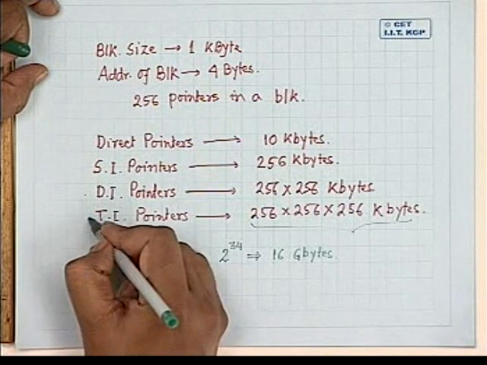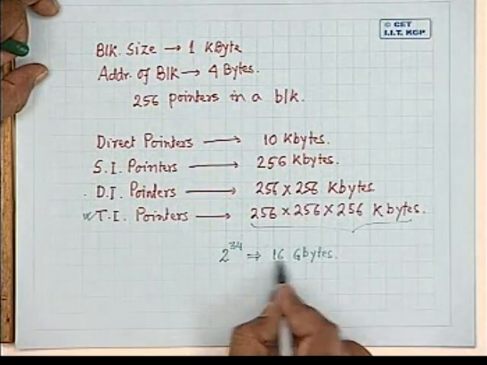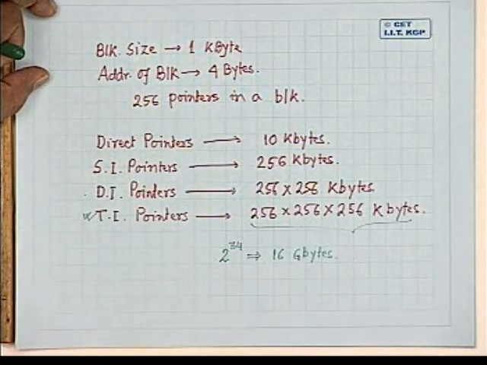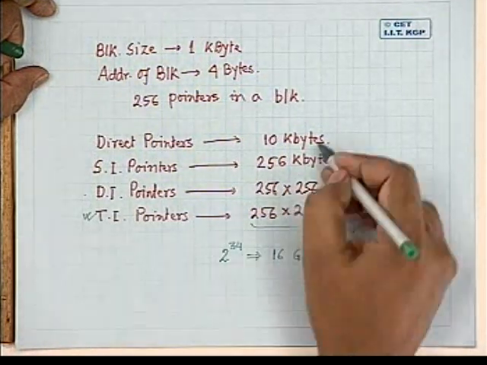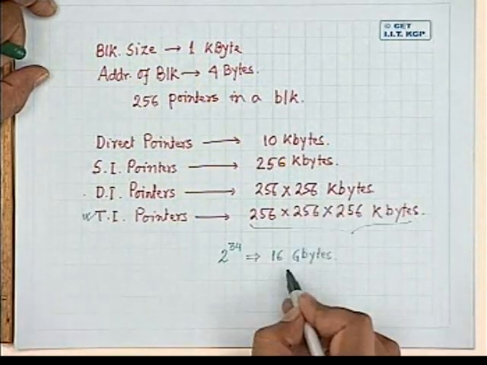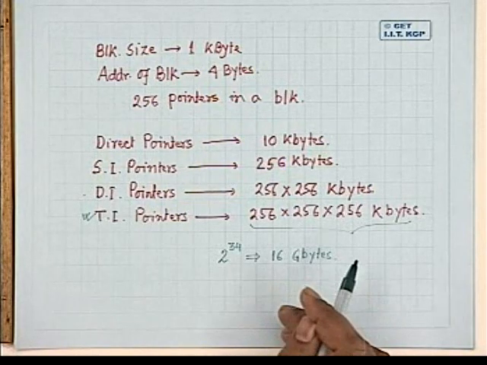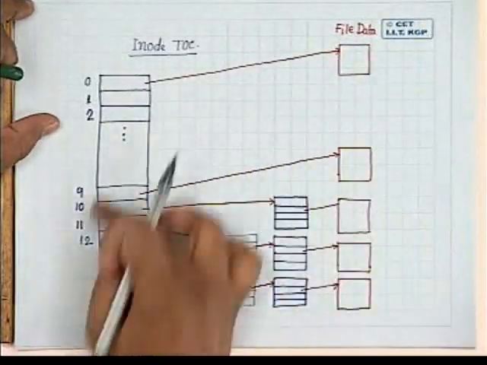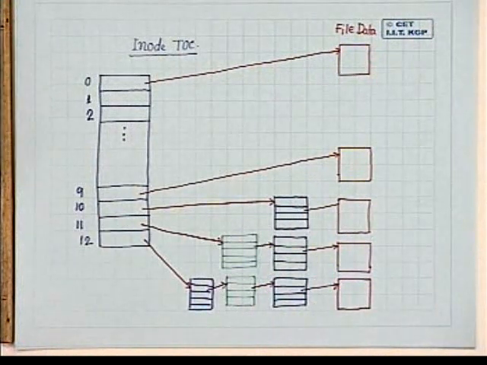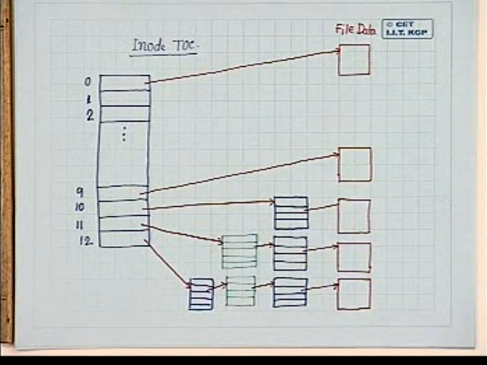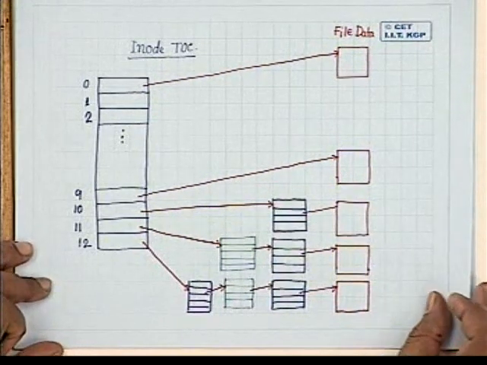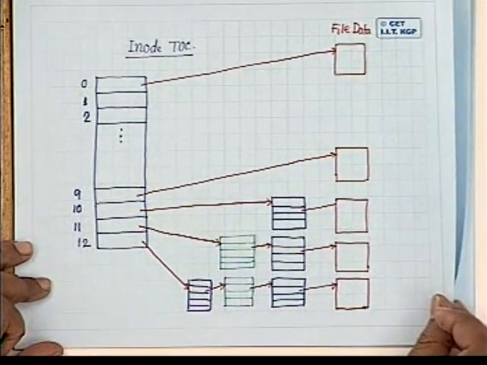Okay. So using only this triple indirect pointer, I can access 16 gigabytes. Now if you add these, it will be much more than 16 gigabytes. So if I follow this format of this inode table of contents, in that case, the maximum size of a file that can be accessed is more than 16 gigabytes, and I think that is sufficient for any application that we can think of.